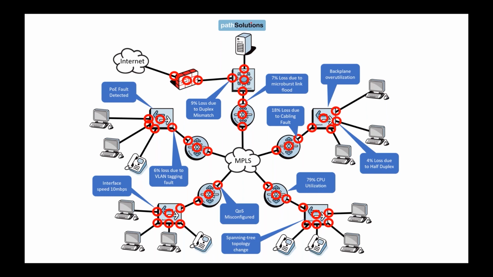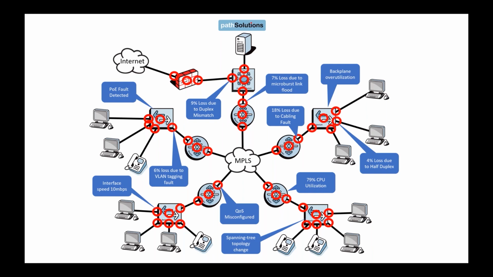The trick about this is that your switches and routers, they know all about this stuff. They know that there's a problem with a duplex mismatch on this interface. They know about the microburst link flood. They know about the backplane overutilization, QoS misconfigurations, spanning tree topology changes. All of these things are trapped up inside your switches and routers.